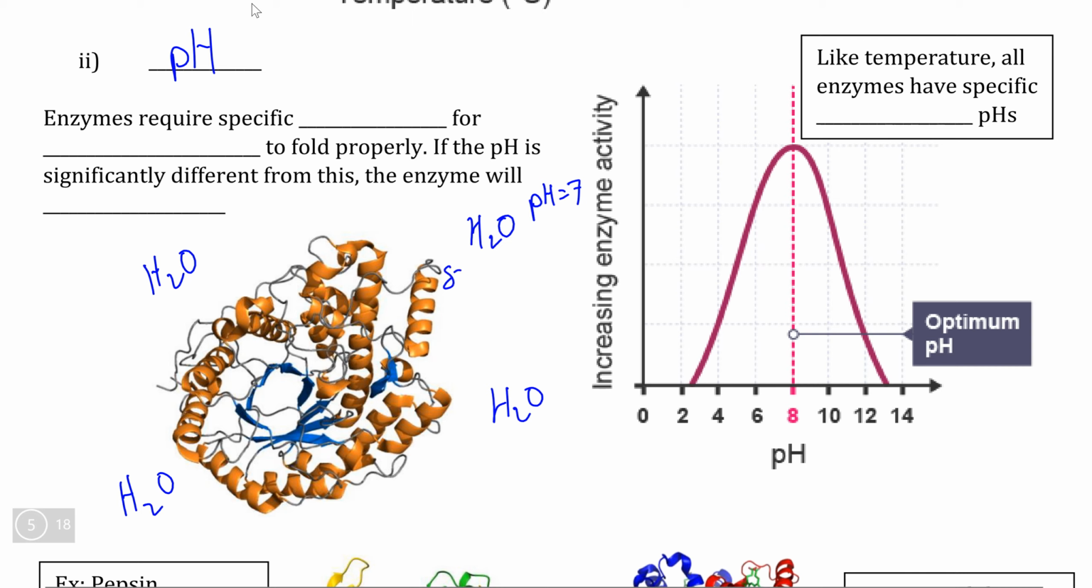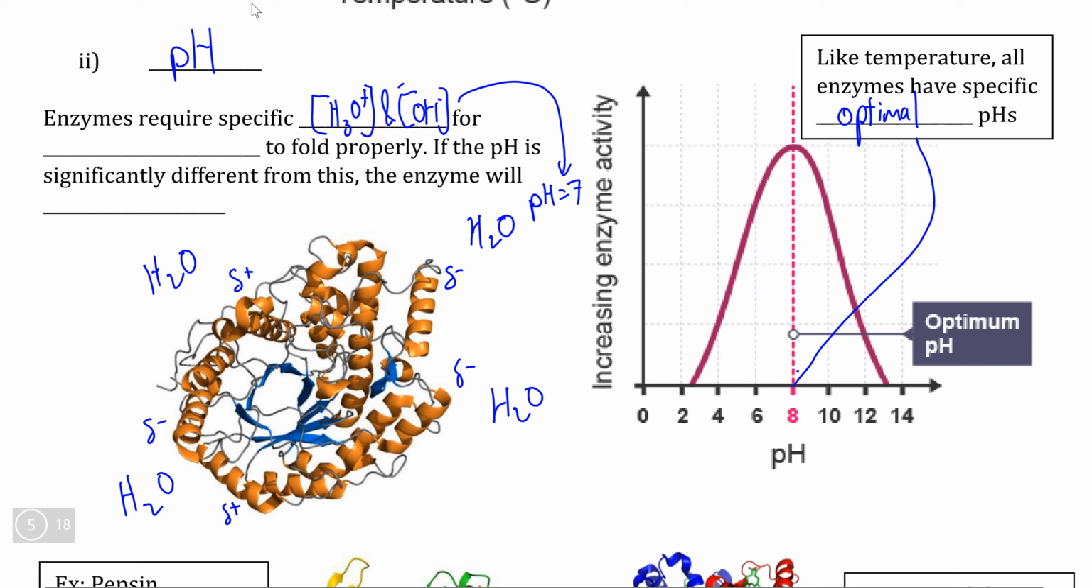That means that predictably we would find the polar R groups of all of these amino acids on the outside of our enzyme structure. Now, all enzymes require a very specific concentration of acid and a very specific concentration of base, because these are the two factors that affect their pH. So like temperature, all enzymes operate best at a specific concentration of acid and base, and this is what we call the optimal pH. And we can see for most enzymes that this number is right around 7.